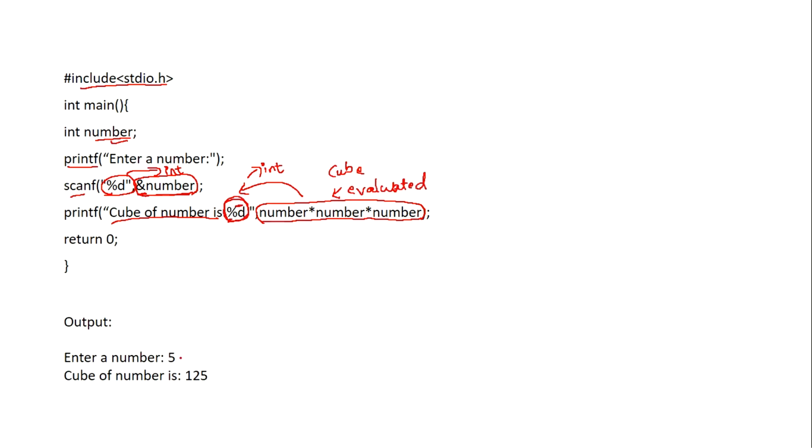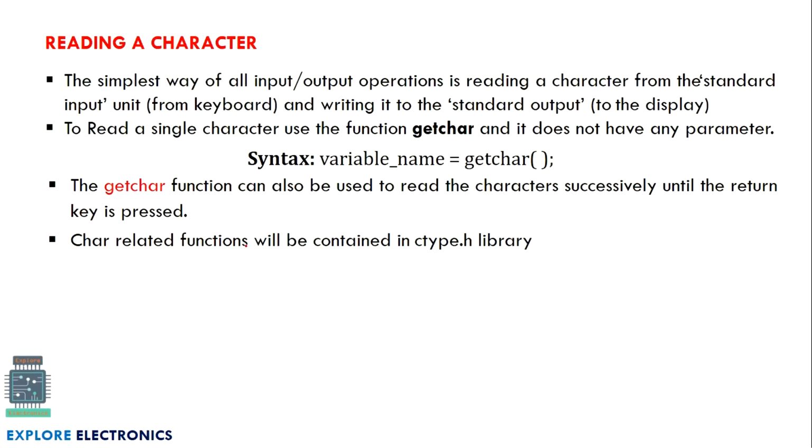So you can observe here, first we will enter a number on screen, and suppose we are entering 5. And the output will be displayed like this: the cube of number is, and this is the evaluated value here. Now we have a simple way to read a character, that is using getchar, and also to write a character we have something called putchar. So we will see each of these character operations.